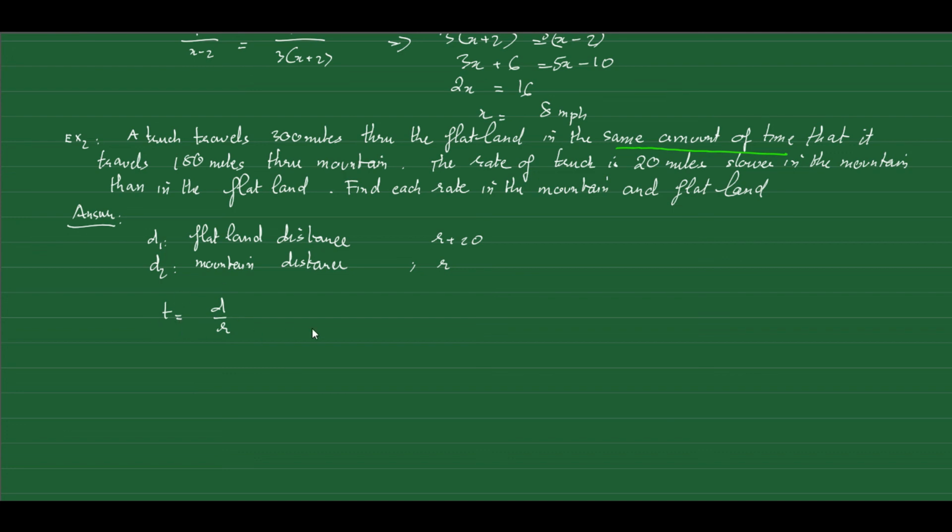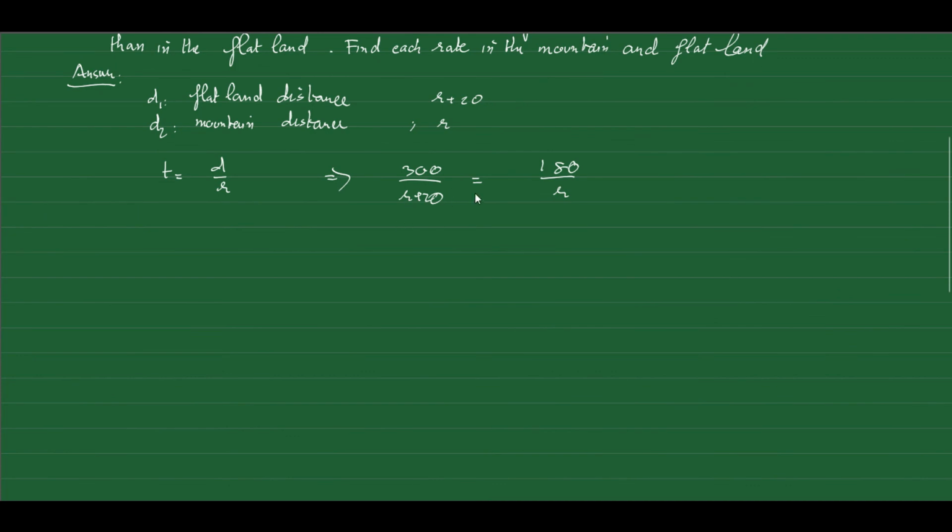Because the T is the same, from here we know that D for the flatland will be 300 over R plus 20 equal to 180 over R. Alright, so I have a rational equation in proportional form right here.